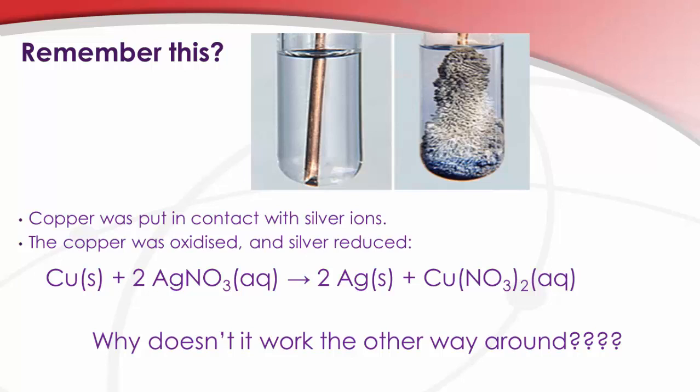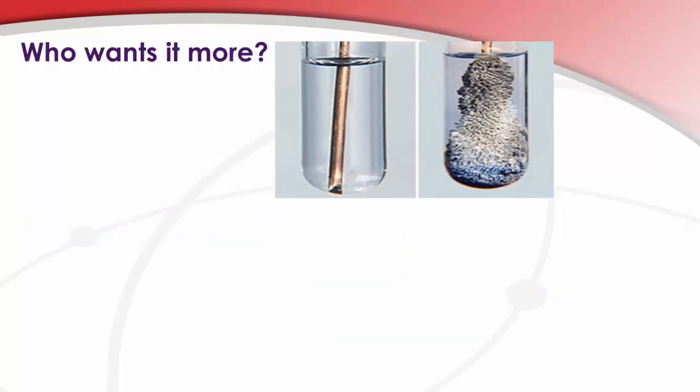It may have occurred to some of you at the time, why is that the reaction that occurs? Why is the copper oxidized and the silver reduced? Why wouldn't it work the other way around? The answer to this question is not what you might be tempted to say.